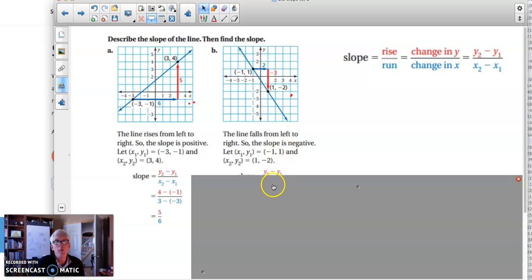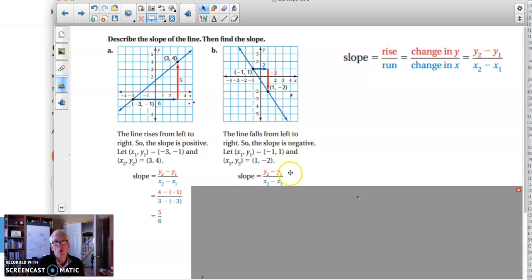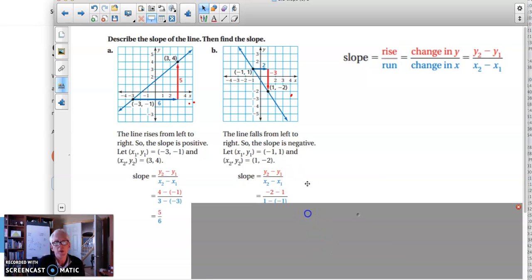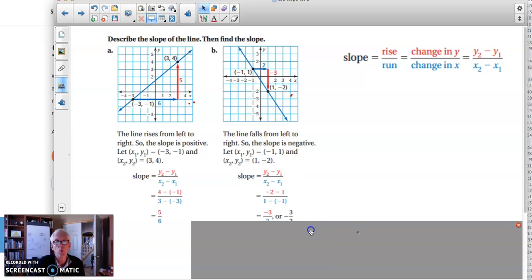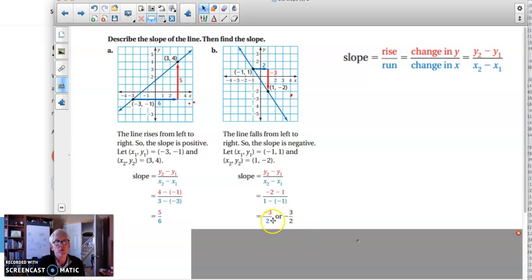So you plug in the numbers. There's the formula: the change in the y's divided by the change in the x's. Excuse me, I made that mistake. Negative 2 minus 1, over 1 minus negative 1. All right, and you end up with negative 3 over 2, or negative 3 halves. As you recall from negative numbers, that negative sign can be with the numerator, the denominator, or in the middle. It's the same thing. Let's do one more example here.